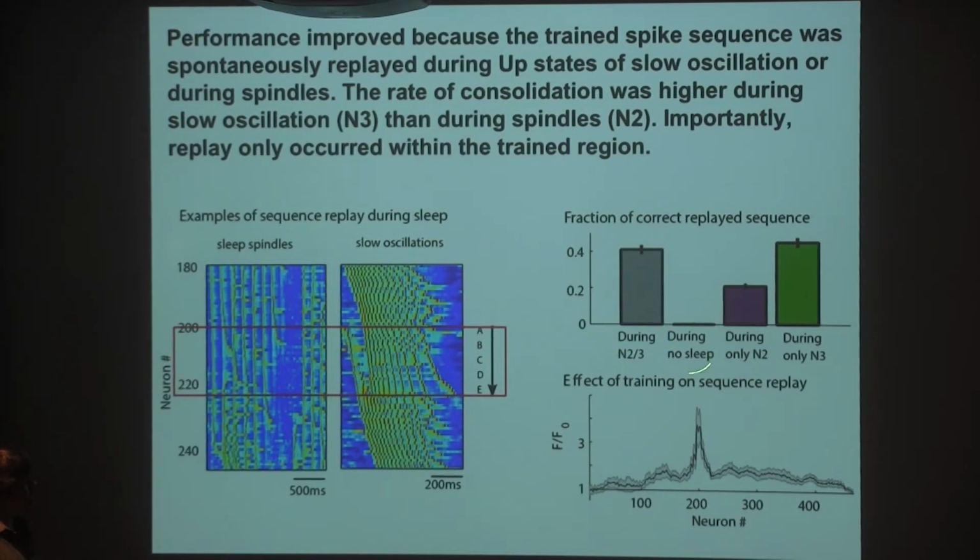And if you look at the fraction of those sequences which have been replayed, we can see that during the awake state, there is not really any replay. And during different sleep stages, there is a substantial amount of replay when, again, cells fire in a particular order, and that leads to synaptic changes.